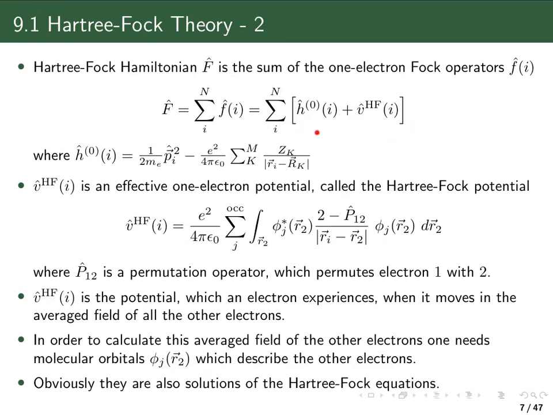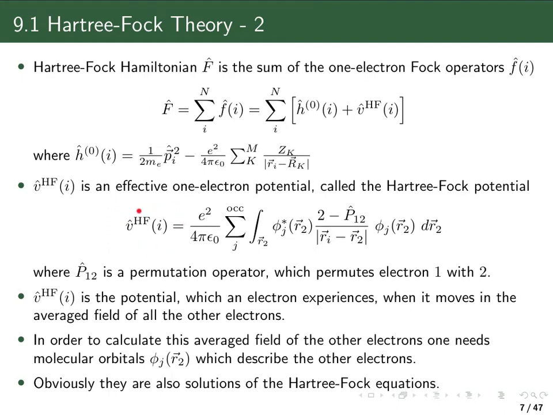It's the so-called core Hamiltonian. That's a one electron operator, which consists of the kinetic energy operator for electron I, and the operator for the Coulomb interaction between electron I and all the nuclei in the molecule which we consider. In addition to this so-called core Hamiltonian, there is the effective one electron potential called the Hartree-Fock potential, which describes the averaged interaction of electron I with all the other electrons in the system.